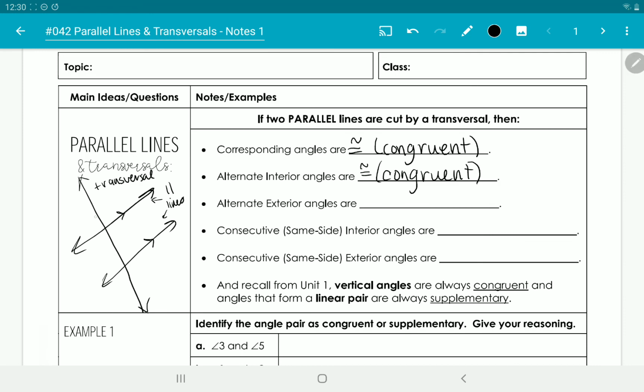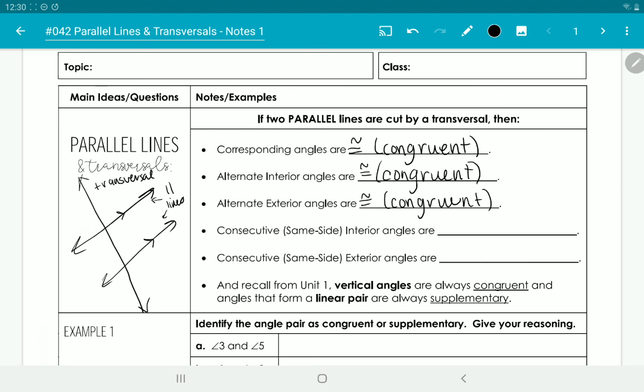Alternate exterior angles, so on the outside of the parallel lines and on opposite sides of the transversal, are also congruent. And again, that little symbol, the equal sign with a little squiggly over it, just means that they're congruent or the same measure.